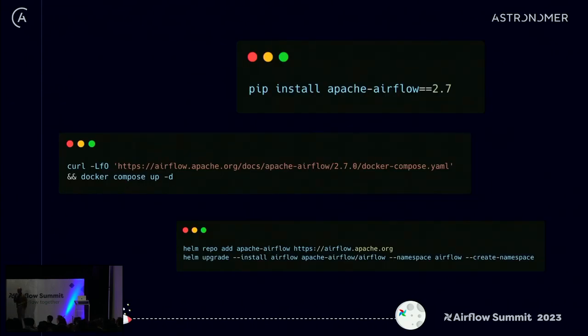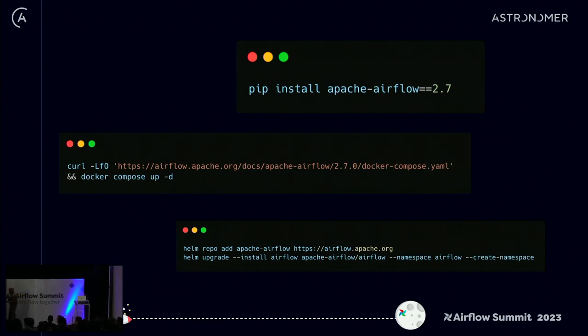The first one was by using pip install, but it's manual, not that convenient. You can do it, but again, it will take a little bit more time. Then if you use the Docker Compose way with just 2 commands, you are able to run Airflow locally. But you have to use Docker. And if you had a Kubernetes cluster, then you can go with the Helm chart.